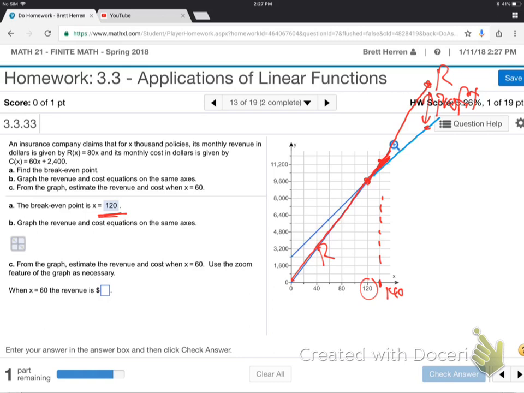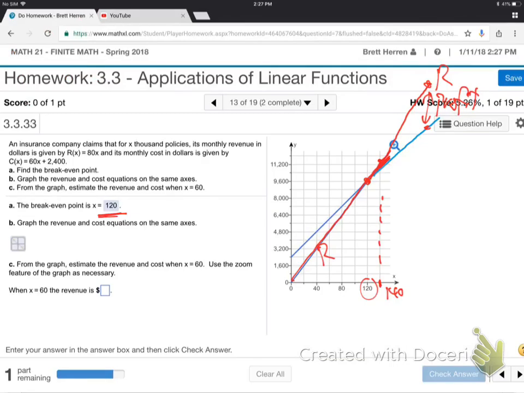120 is break even. Anything less than 120, revenue is under cost. They're costing more than they're making. Right? That's what that graph is showing. That makes sense. So again, let me write out real quick the steps, because I didn't record that on YouTube.